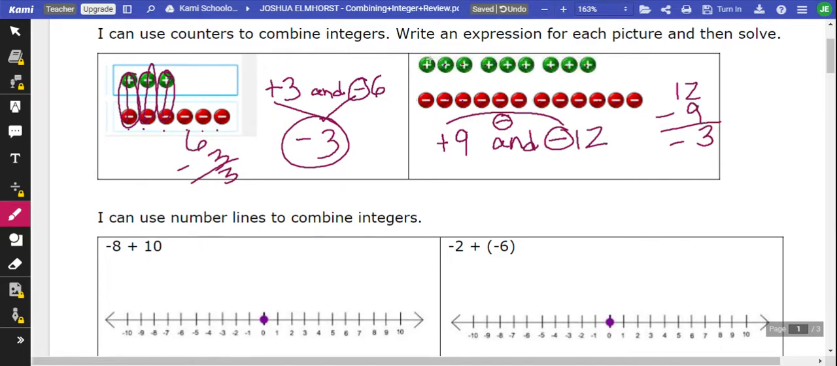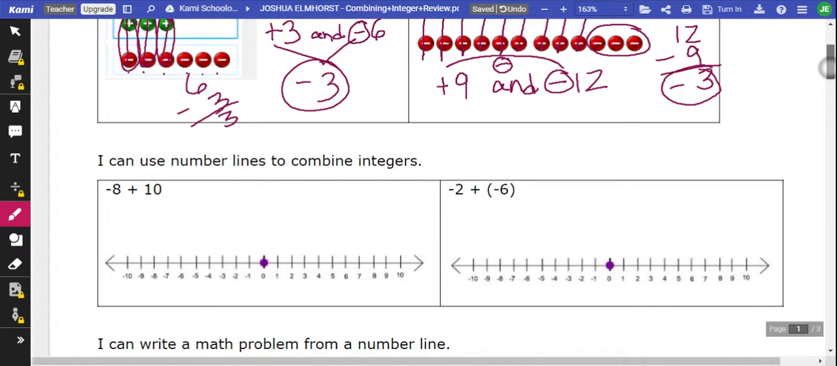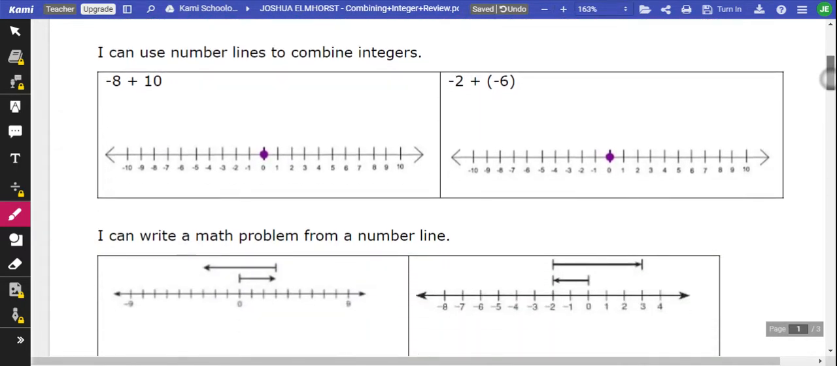But we could also do 0 pairs. 1, 2, 3, 4, 5, 6, 7, 8, 9, 0 pairs. So that's the subtracting part. We're making 0 pairs, and then we have -3. So I can use counters to combine integers and write an expression from each picture. So we had an expression and then our answers. So I can use number lines to combine integers.